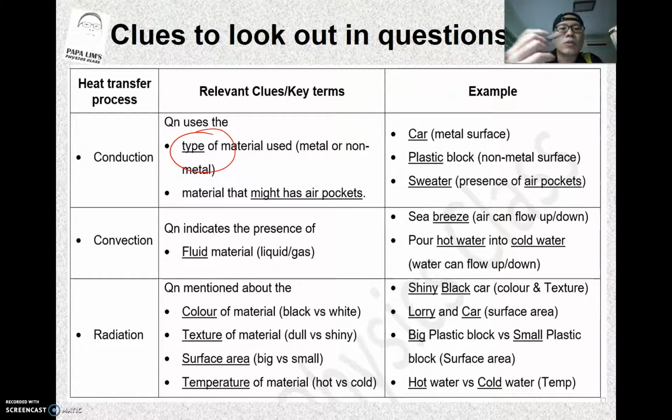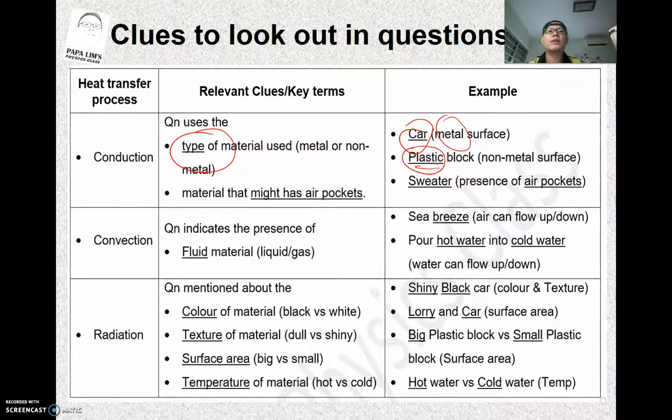For example, the question may mention car or plastic blocks. Why mention plastic? Plastic is the material. For car, when the question just mentions car in general, there are different models and different sizes, but one thing common between all cars is that they involve a lot of metal surfaces. So when I talk about car and plastic blocks, I'm highlighting to students to take note of the material itself, be it metal or plastic or non-plastic.